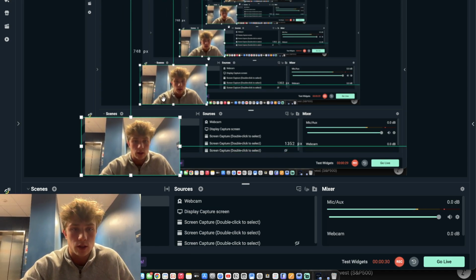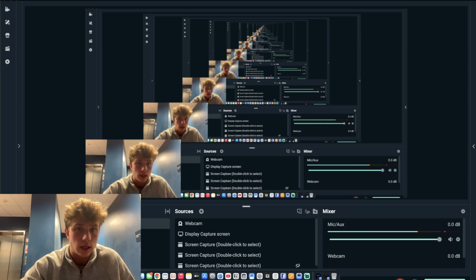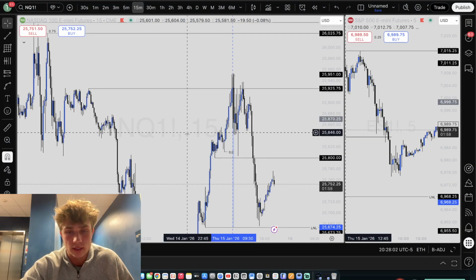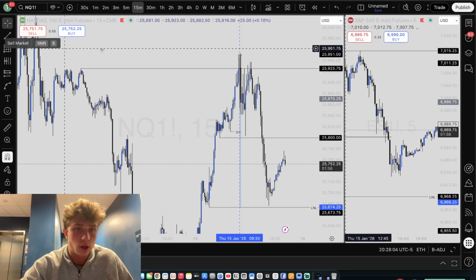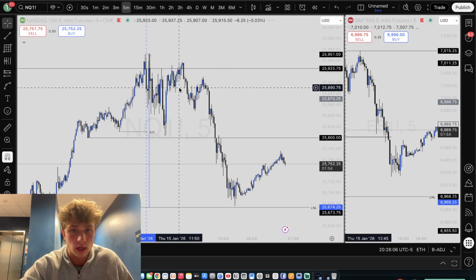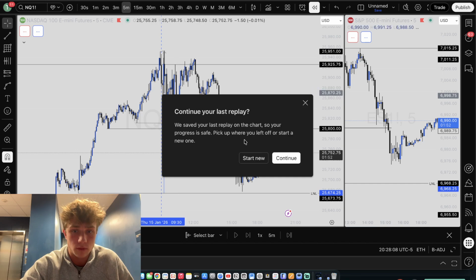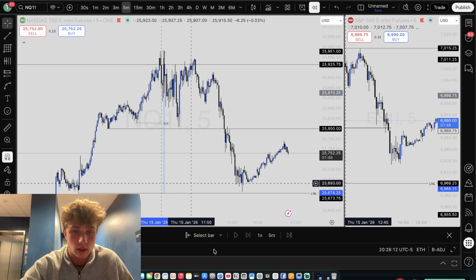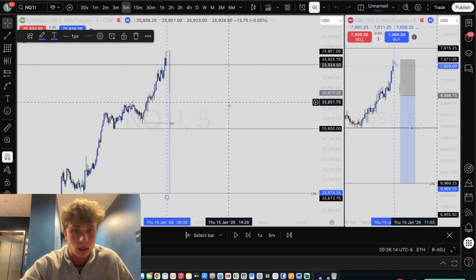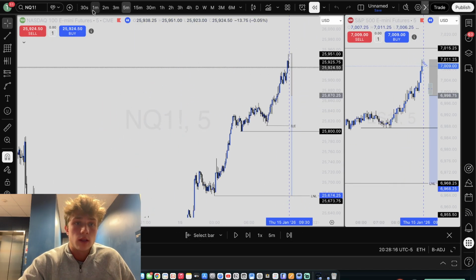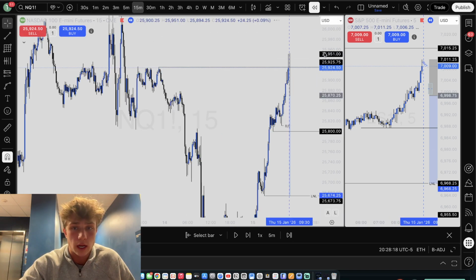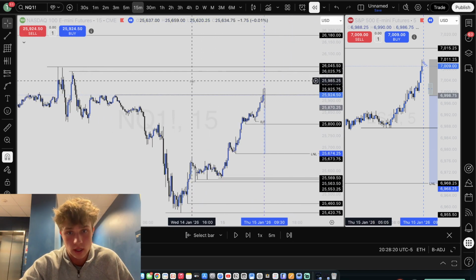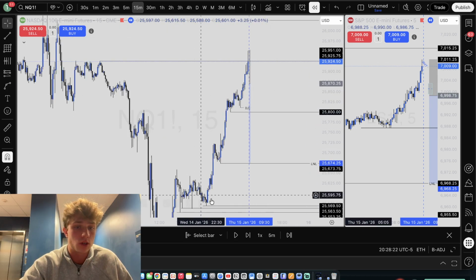In my opinion, good trades overall, but obviously it didn't play out in our favor. So, like I said, we can use replay mode for this. Start new, select bar, and here we go. Okay, so today I wanted some shorts because we had built up so much low resistance liquidity to the downside.